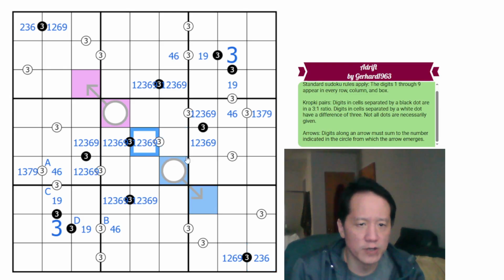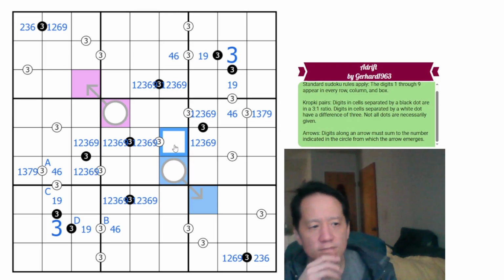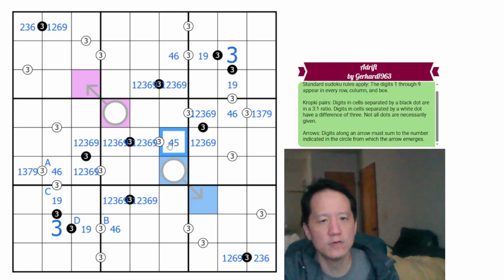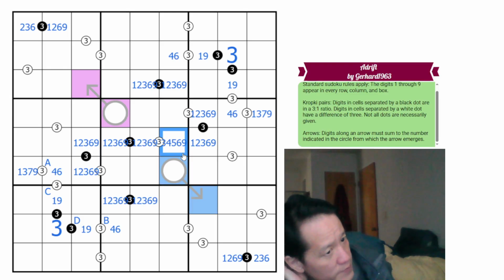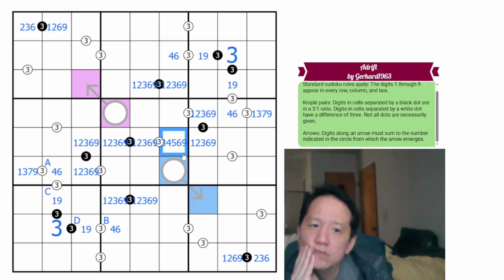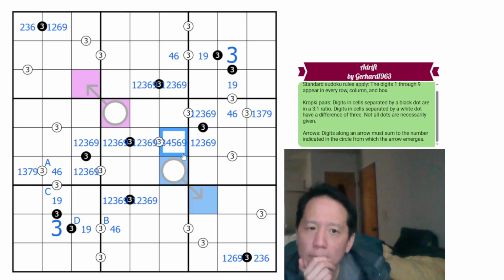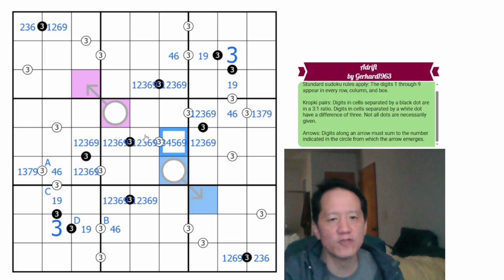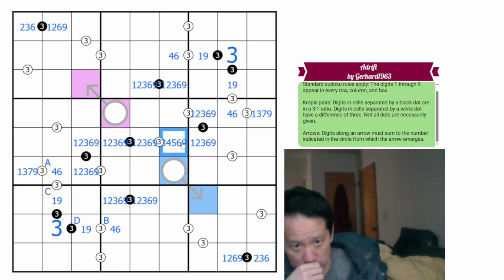What is 3 away from 1, 2, 3, 6, or 9? You can only have 4, 5, or 3, 6, or 9 here. Right? So this can never be 9. Well, it could be. This could be 3, 9, and that could be 6.